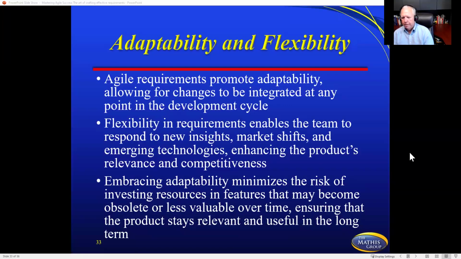Adaptability, flexibility. Of course, all of that we can see in Scrum and Agile, how that happens. But when we talk about it from this angle, the flexibility in requirements enables the team to respond to new insights, market shifts, emerging technologies. So think about it just like this. We just started hearing about a year and a half ago, AI all of a sudden, boom, we hear it on the news and everybody's tripping over some new AI product on Facebook and all this kind of stuff. And so we were thinking, where has that been?